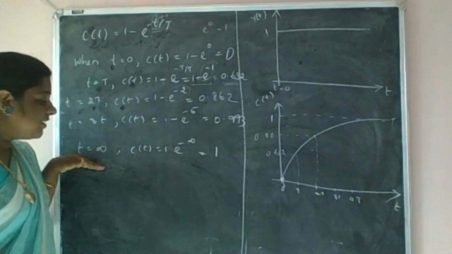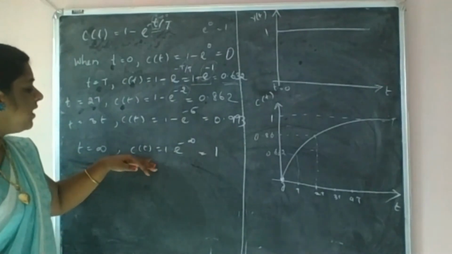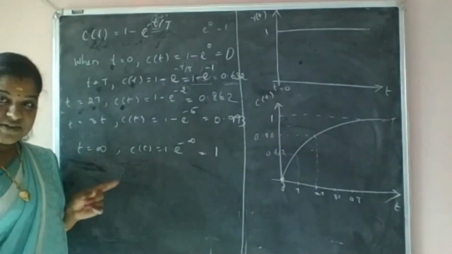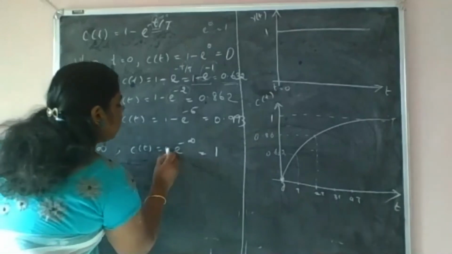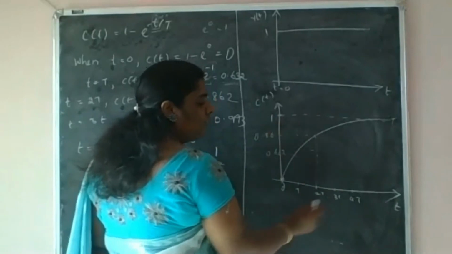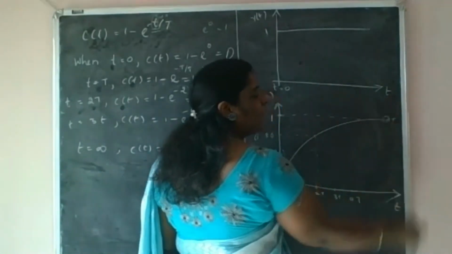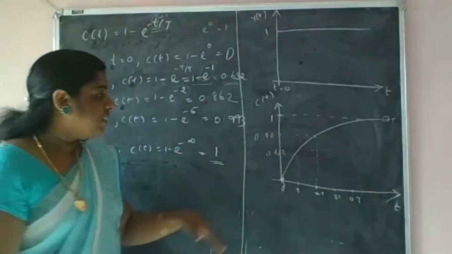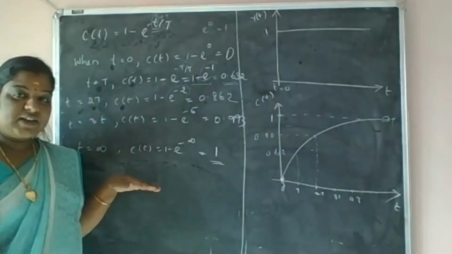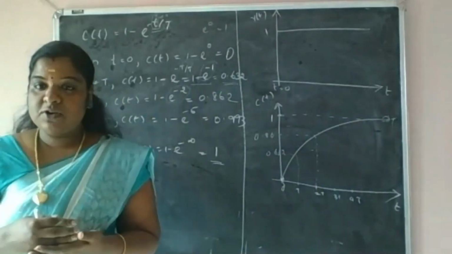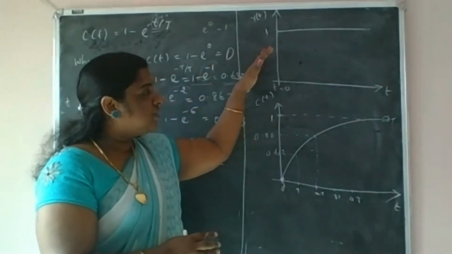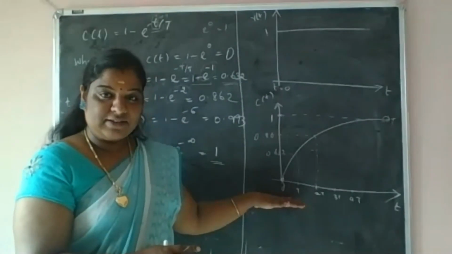So when the value of t is equal to infinity, we will be getting C of t is equal to 1 minus e power minus infinity. E power minus infinity is equal to 0. So by substituting this, we will be getting the value as 1. So in the step response, at time t equal to infinity, we will be reaching the steady state response, or we will be reaching the steady state. Right? So this is the response for the first order system. For a time response analysis, the first order system will be like this. You are giving a step input, and we will be getting the output like this. Thank you, students.